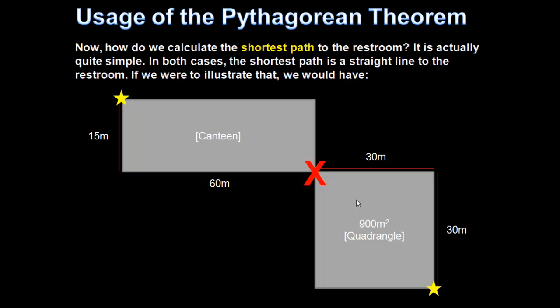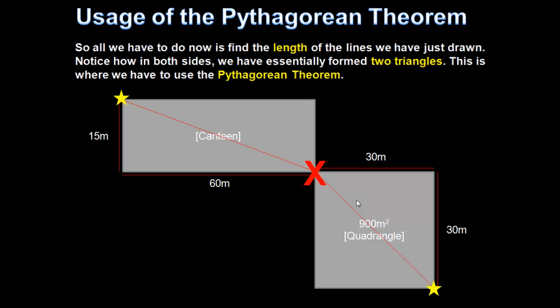Now, how are we going to calculate the shortest path to the restroom? It's actually simple. Whenever we calculate the shortest path to something, it's always a straight line to that location. So all we had to do is draw a straight line to the restroom. So as such, we will have a straight line to both restrooms. Now all we have to do is find the length of these lines that we have just drawn, the shortest route, in these two triangles.